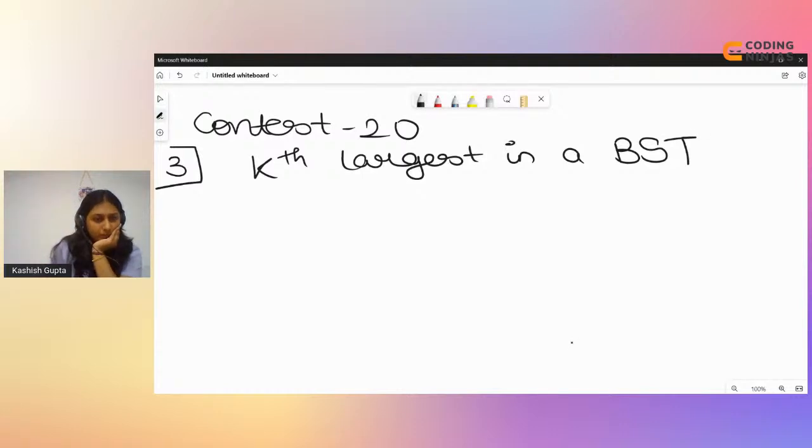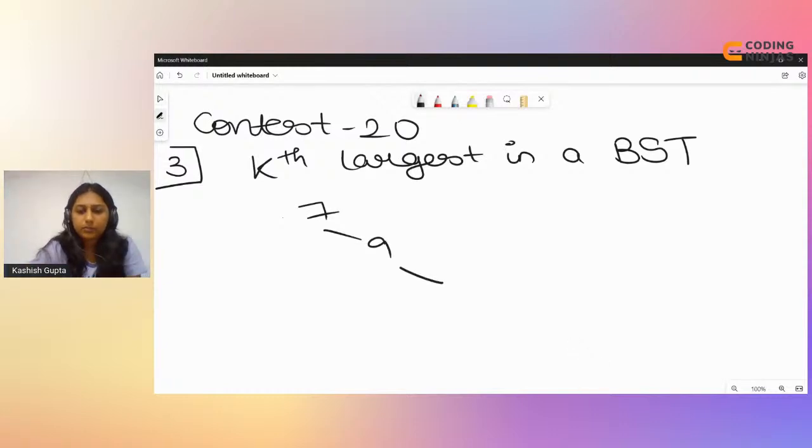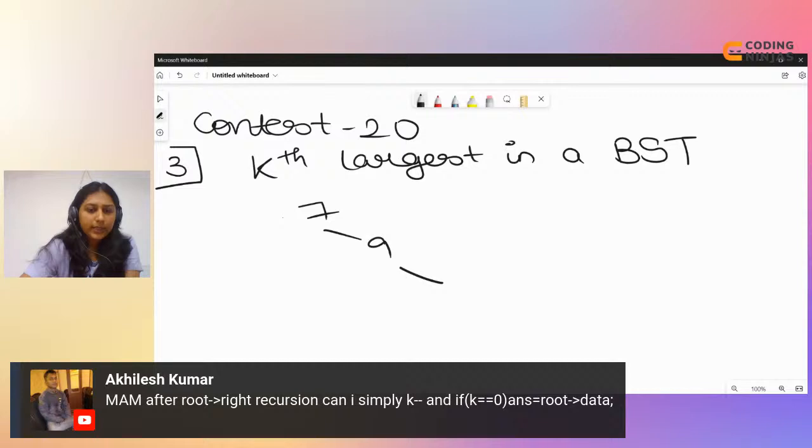So let's say our tree is what was given in the original example, 9 and so on. After root right recursion I can simply k minus minus, and if k equals 0, answer equals root's value. I think this will work. Maybe let's try coding this, changes करके देख लेते हैं. मुझे लग रहा है कि this should work.